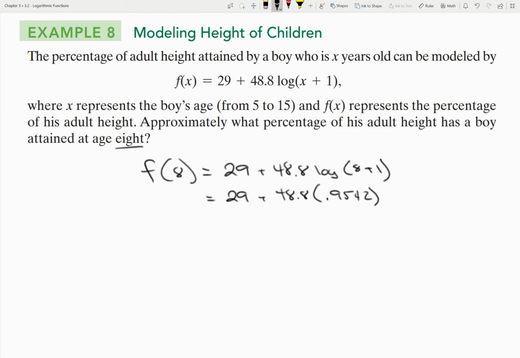The logarithm is 0.9542. Typically, we leave 4 decimal places for logarithms because they are exponents. Small changes make a big difference. Okay? So adding these all together, we get 75.6%. This function outputs a percentage. So that means that at age 8, this boy reached 75% of his adult height.